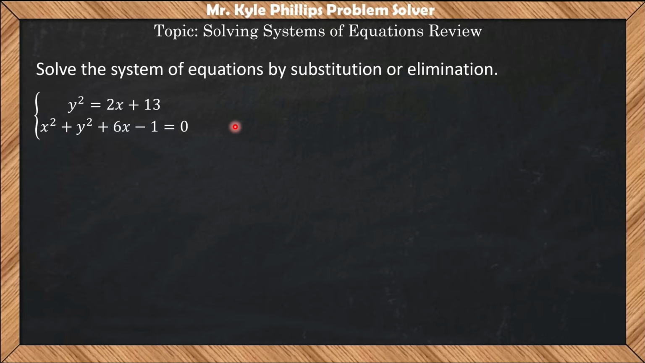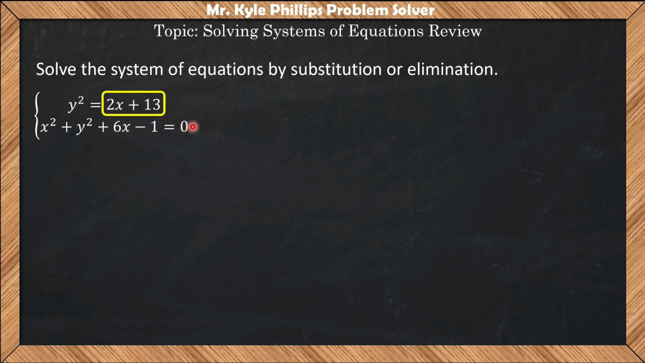Hey everybody! So in this video we're going to have another example of solving nonlinear systems of equations. When you're solving nonlinear systems of equations, typically substitution is the method that you always want to work with. Elimination can be really difficult when you have nonlinear equations. So you want to look for an x or a y that has a coefficient of 1. So in this case I have y squared, having a coefficient of 1, being equal to 2x plus 13.